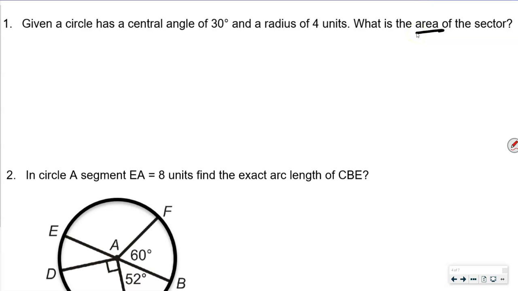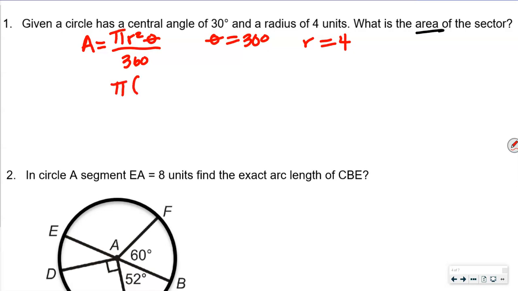So to do that, we're going to talk about area is equal to pi r squared theta divided by 360, right? So theta is our angle, so that's 30 degrees. R is our radius, right? And that's 4 units. So to do this, we're going to do pi times 4 squared times 30, and we're dividing all that by 360.